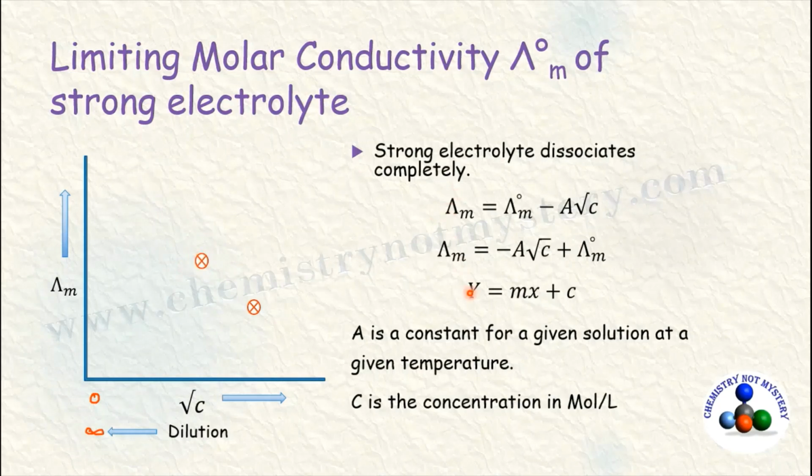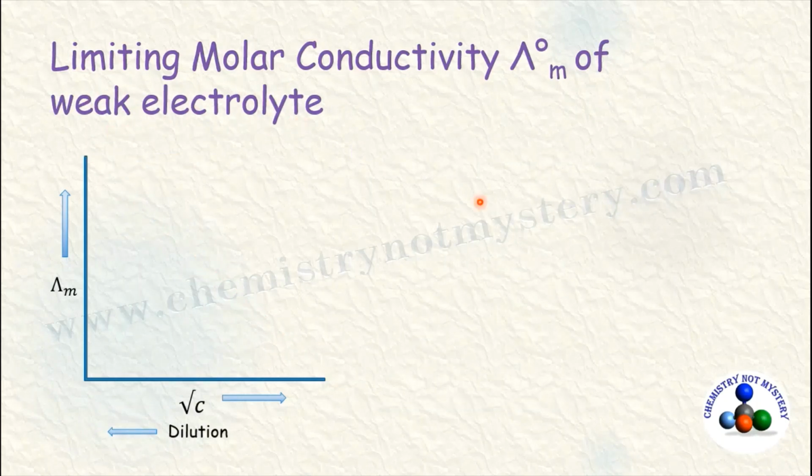As it follows a straight line equation, when you connect both the points, you will get a straight line which intersects the y-axis. And this intercept will be equal to lambda naught. This is the limiting molar conductivity. So for a strong electrolyte, if we just extrapolate this line, you will get molar conductivity at infinite dilution or limiting molar conductivity. Now let's examine limiting molar conductivity for weak electrolyte.